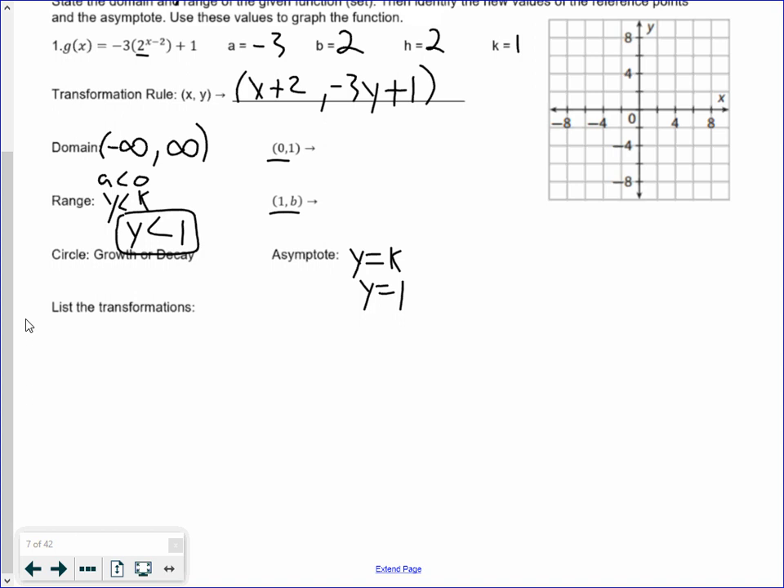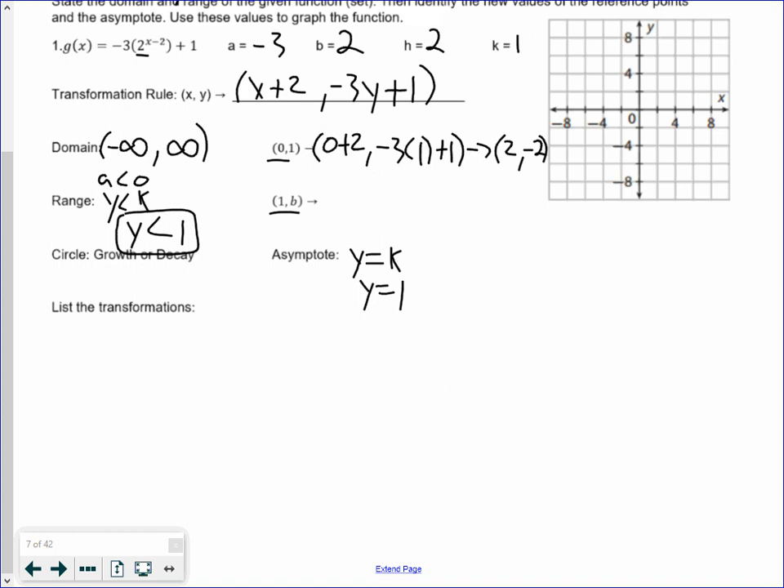So for 0, 1, we put that into our transformation rule. We get 0 plus 2, comma, -3 times 1 plus 1. And we solve this out. You get 2, comma, -2. So that's one of our transformed points.